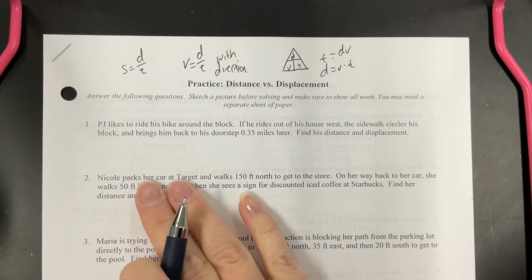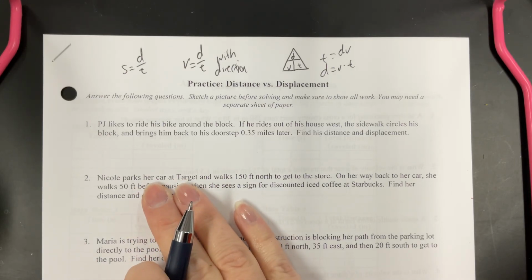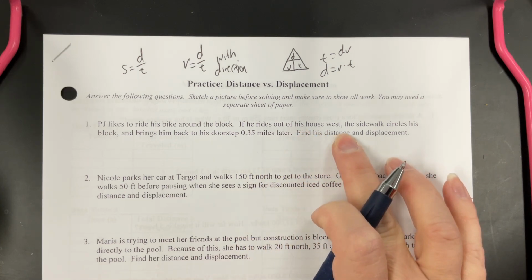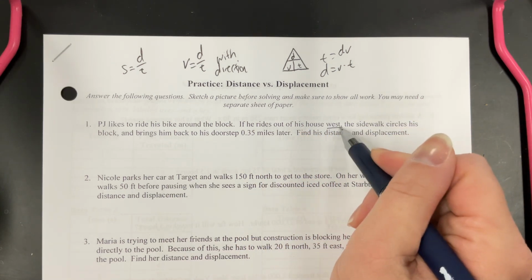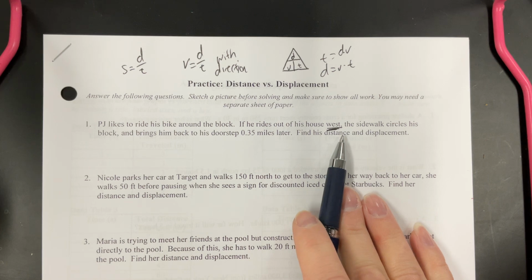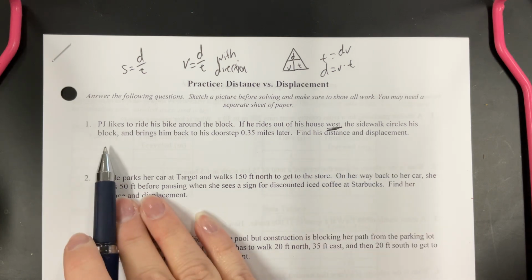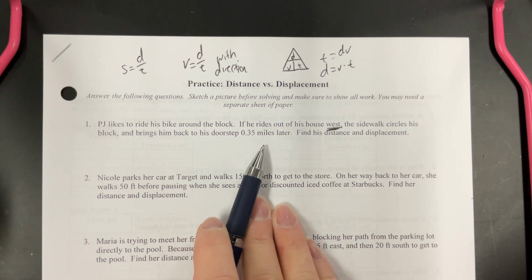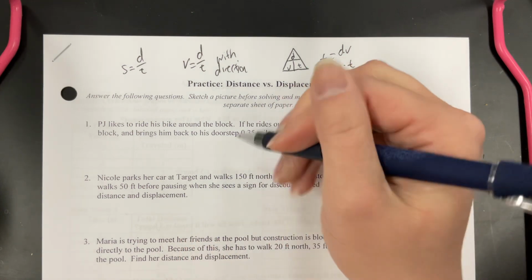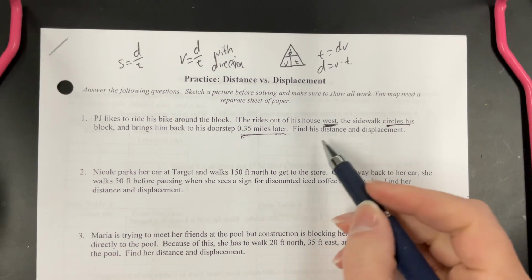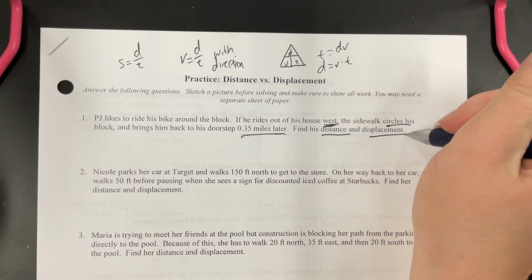Okay, so first question, it says, PJ likes to ride his bike around the block. If he rides out of his house west, I'm gonna put west because that's a direction and that might help us with our velocity. The sidewalk circles his block and brings him back to his doorstep 0.35 miles later. Okay, so it circles the block and brings him back. Find his distance and displacement.